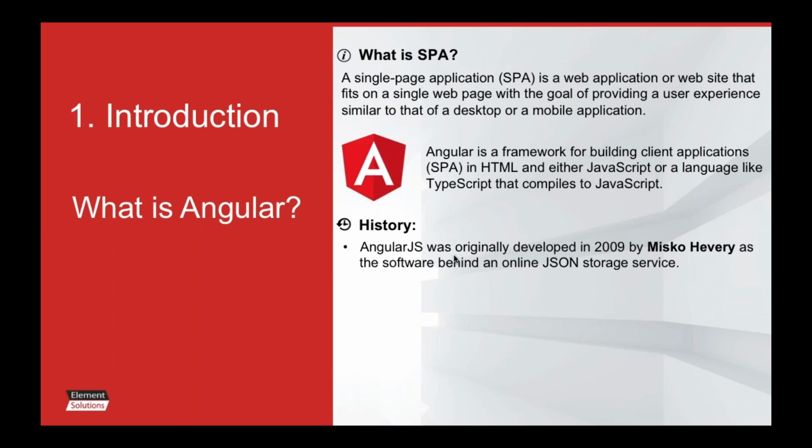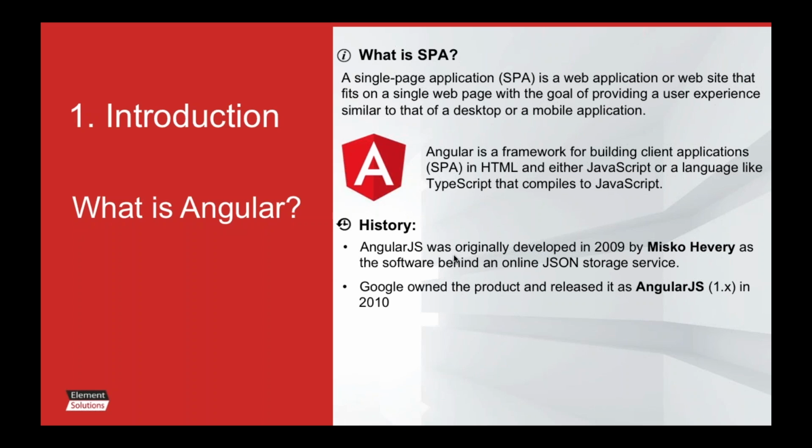In 2009, a guy called Misko Hevery created this framework called AngularJS. He worked on a software, he wanted to maintain some online JSON storage service. So for that, he created this AngularJS, and that happened in 2009. And in 2010, Google owned that product and they released it as AngularJS 1.x. It has been there, and they are even upgrading it now. We can get it as AngularJS. I think 1.6 is the latest one.